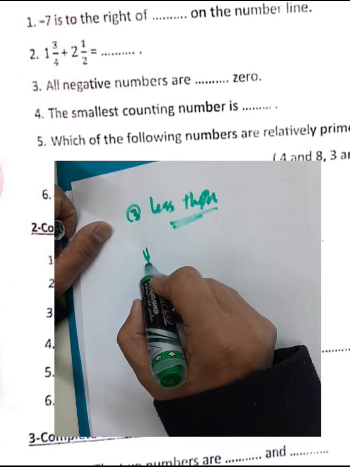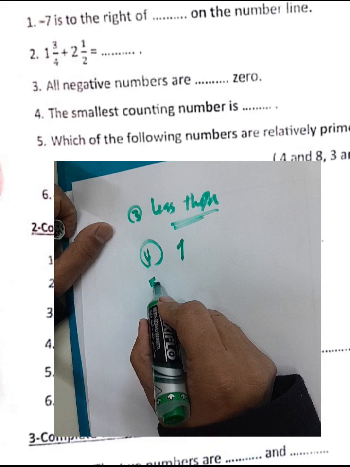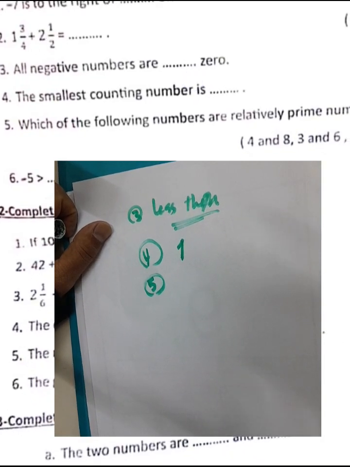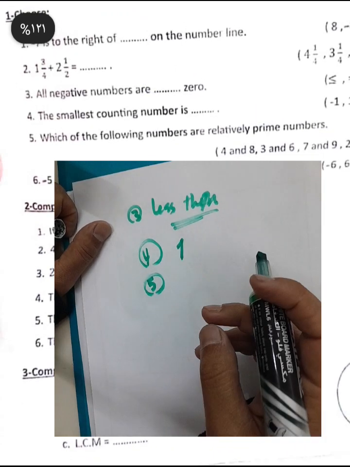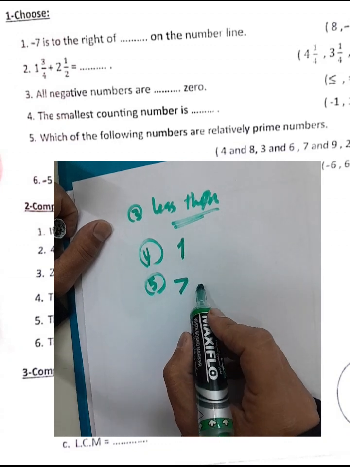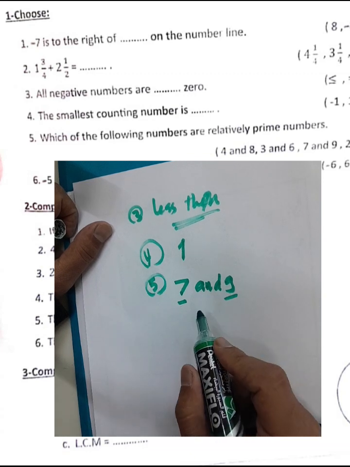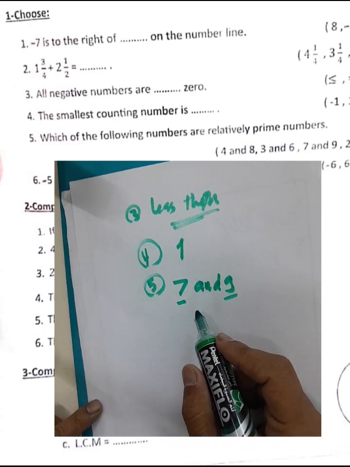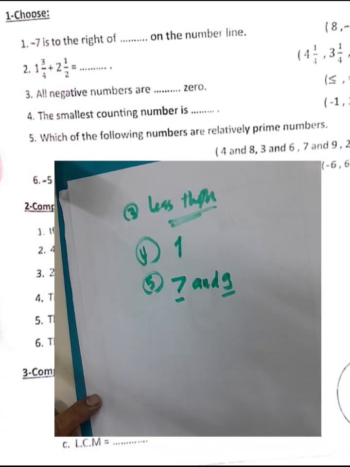Question number 4. The smallest counting number is 1. Question 5. Which of the following numbers are relatively prime numbers? Relatively prime numbers mean two numbers can't be divided by a number without 1. So we must choose 7 and 9. Why? Because 7 and 9 can't be divided by a number without 1. The highest common factor between two numbers equals 1, then 7 and 9 we call relatively prime numbers.